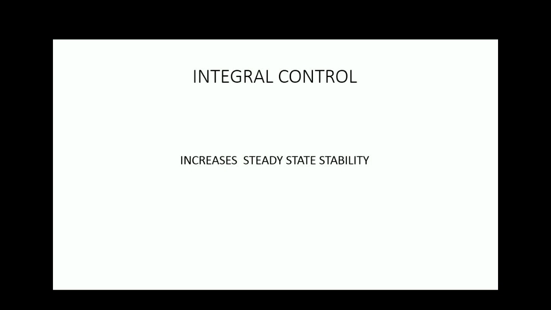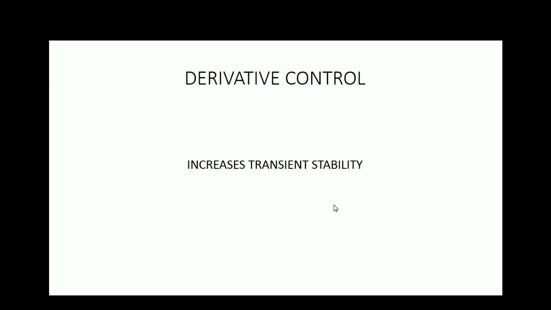It simply increases the stability of the steady state. Now the last component of the controller is derivative control. It simply increases the stability of the transient region.